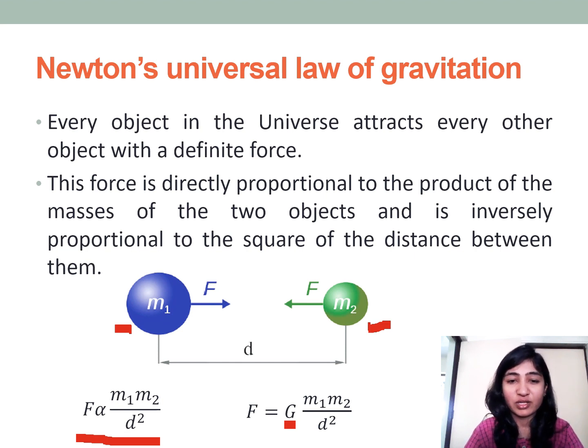So the next slide is about that only. So have you got Newton's universal law of gravitation? It is applied in the whole universe, where every object attracts every other object with a definite force, and the force is directly proportional to the product of their masses and inversely proportional to the square of the distance between the objects. Okay.